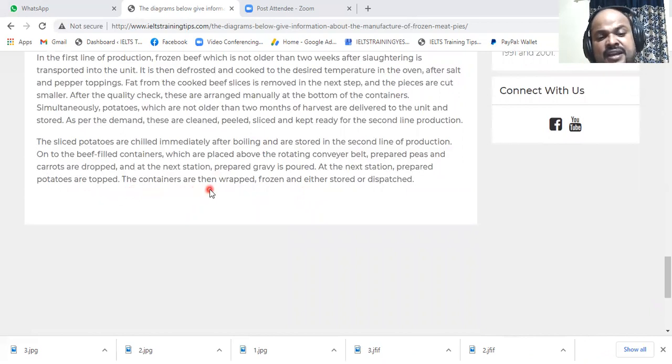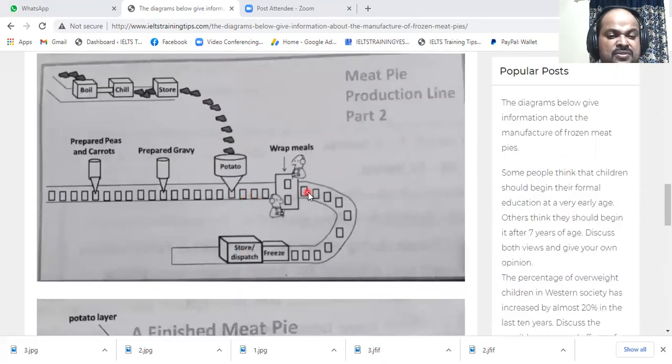The containers are then wrapped, frozen, and either stored or dispatched. So containers are wrapped manually, frozen, and either stored or dispatched.